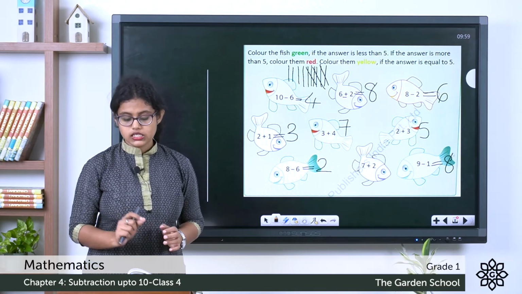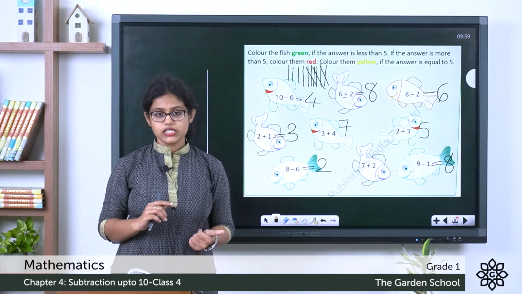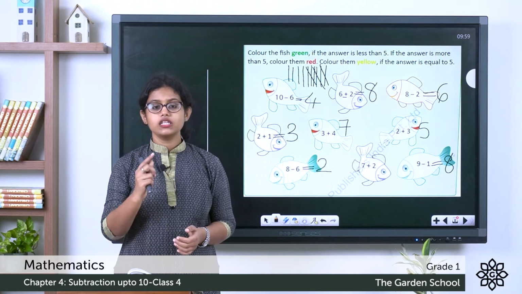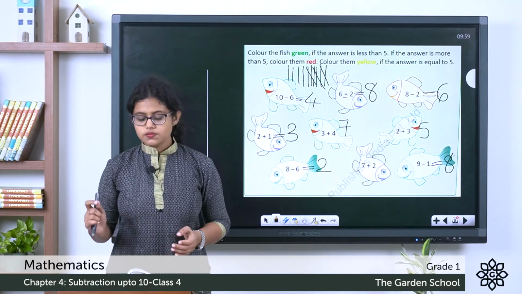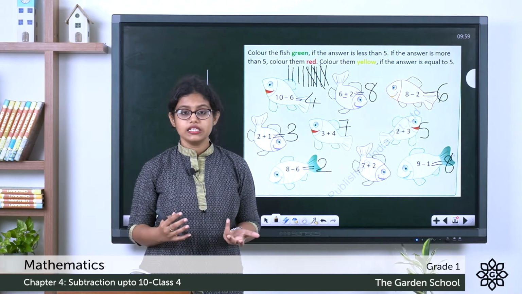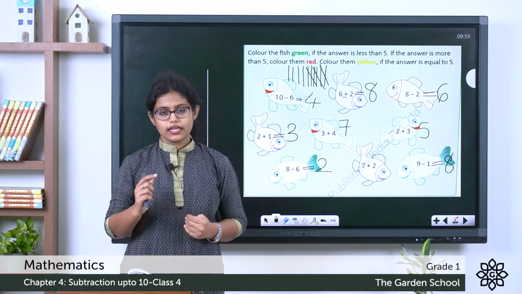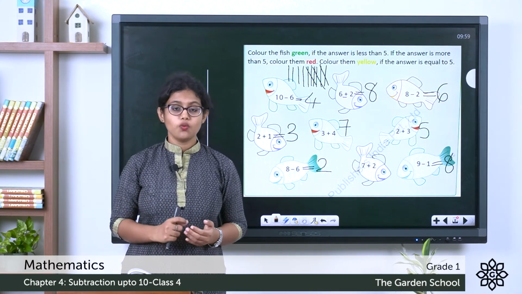5 smileys in a tray, 1 smiley rolled away. So from those 5 smileys, 1 smiley rolled away. How many are there? 4. 4 smileys in a tray, 1 smiley rolled away. So how many smileys are there? 3. And then 3 smileys in a tray and 1 rolled away. How many are there? 2.